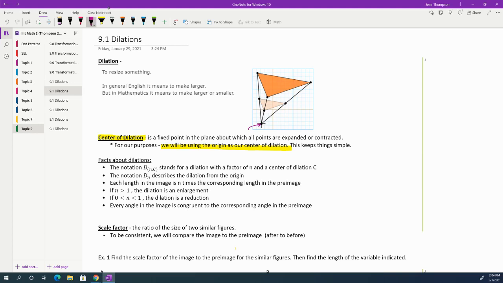All right, let's talk about dilation. We have this notation, capital D, and then a subscript of n comma c, where n is the scale factor or the factor, and c is the center of dilation. For our purposes, because we're going to be using the center of dilation at the origin, we're just going to be seeing things like capital D and then subscript n. Each length in the image is n times the corresponding length in the pre-image.